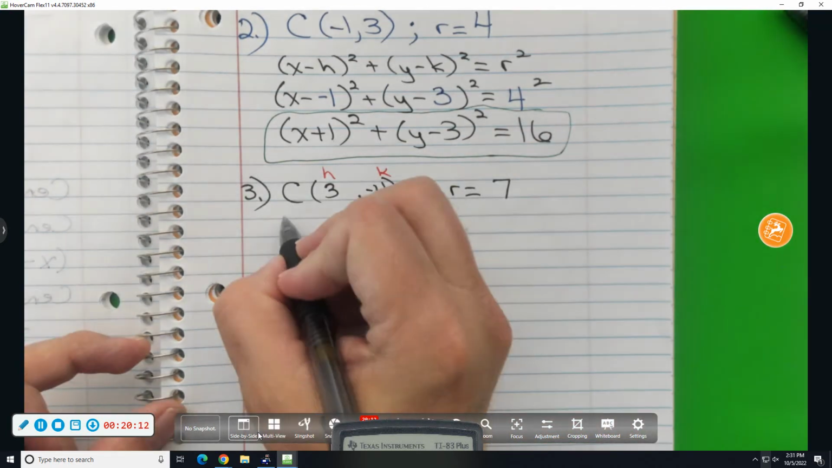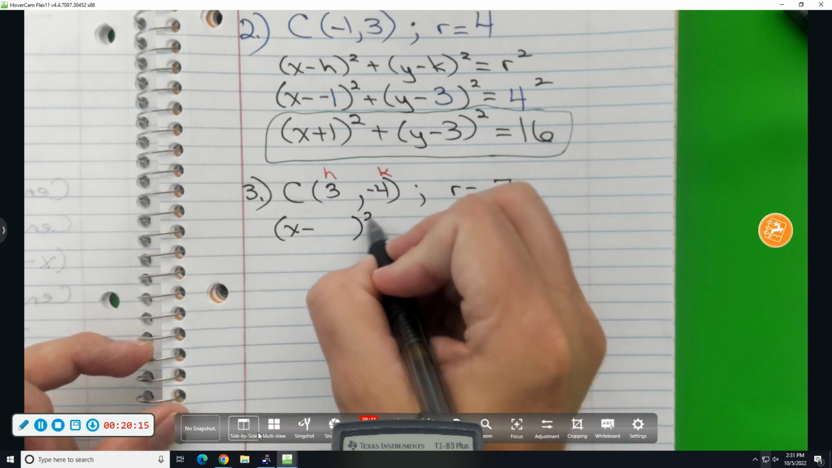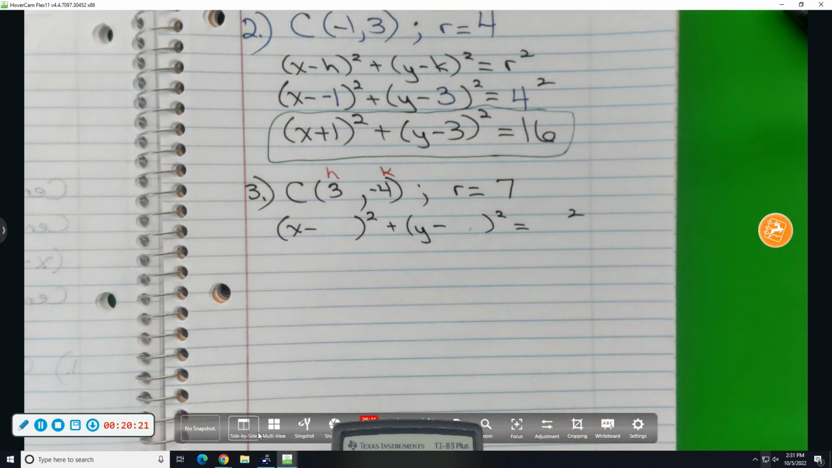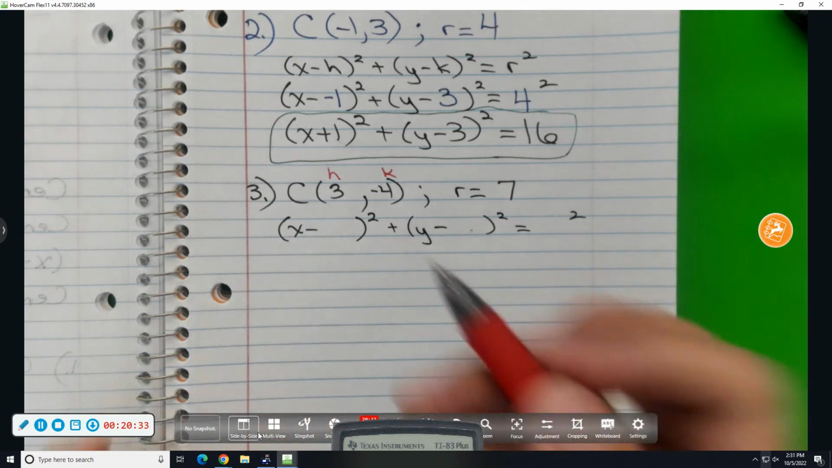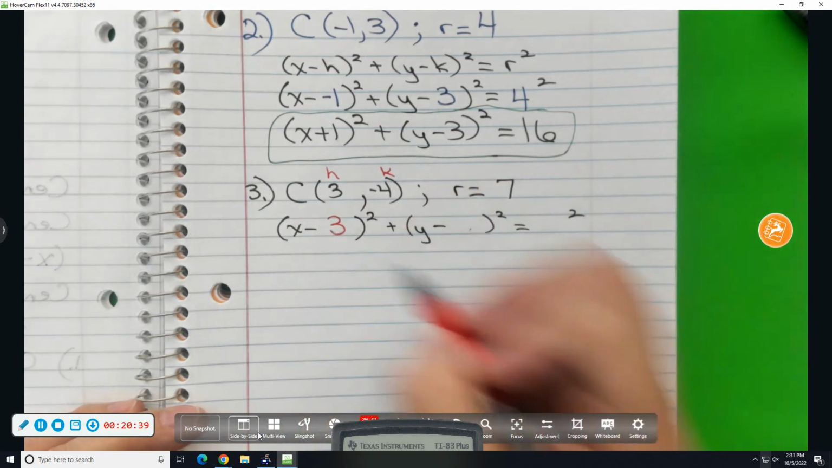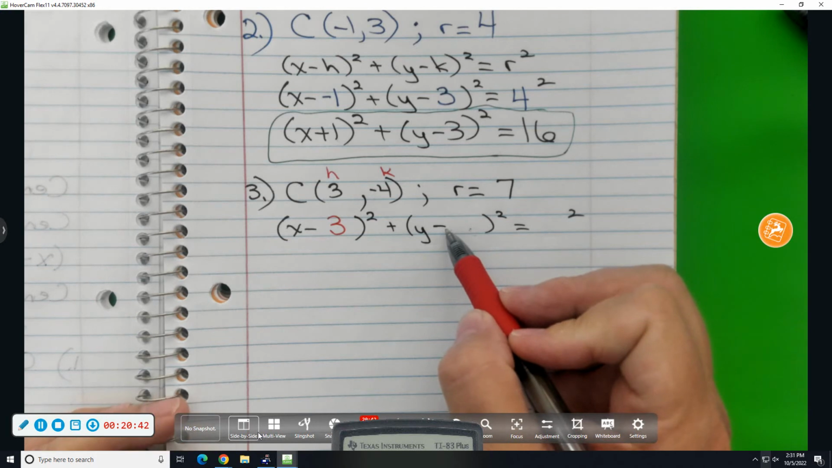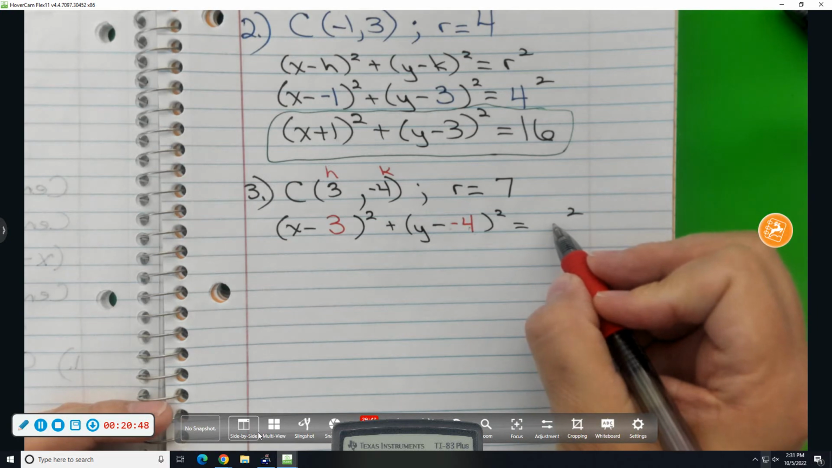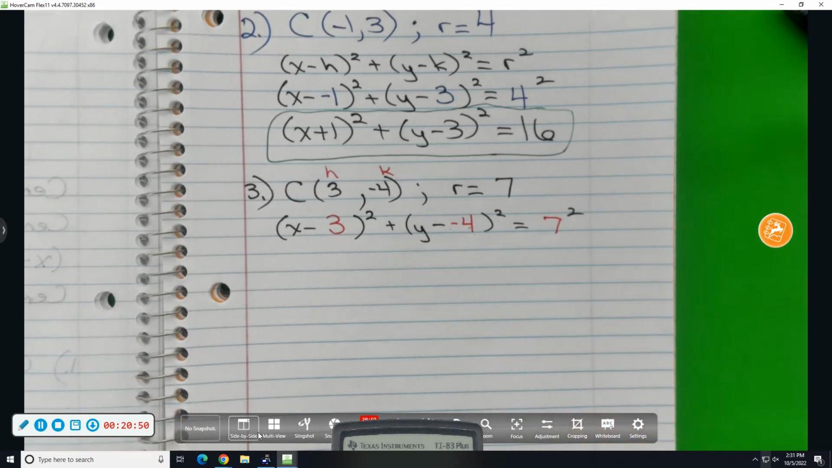So notice how I'm going to write this. I know I have an x minus, I have a y minus, and I'm going to be squaring something over there. Now we'll fill in the blanks. What's going to go beside the x minus? The 3, the h value, I agree. What's going to go beside the y minus? -4. And here, 7, I agree. So x minus 3, that's just x minus 3.